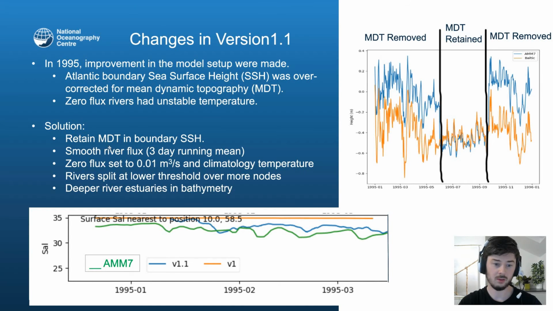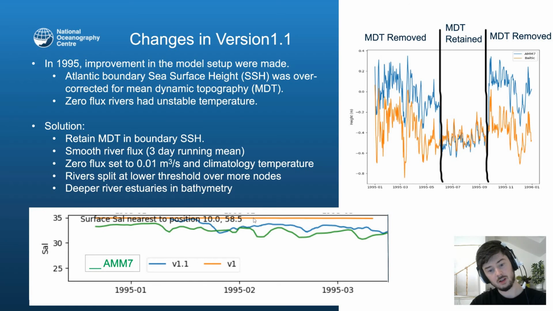For the rivers, we've also set a lower threshold of 1,000 cubic meters per second for the maximum when rivers are split over a larger number of nodes, just to distribute the fresh water over a wider area. And this means we get slightly more river nodes, and that's after 2005. There are also some slight changes to the bathymetry, making the estuarine areas slightly deeper after that as well, just to accommodate the freshwater flux.